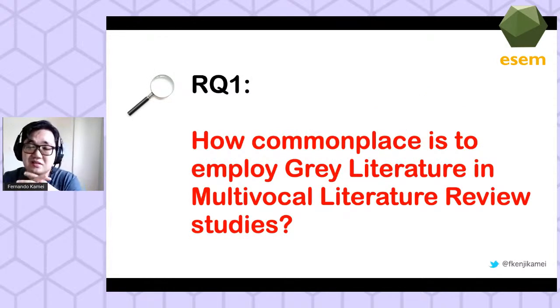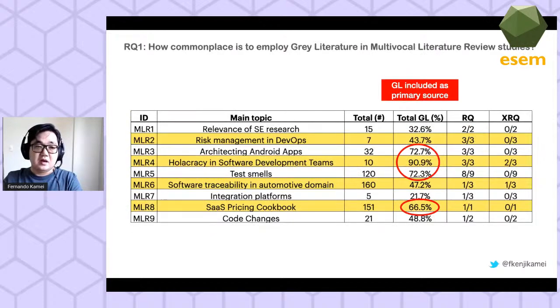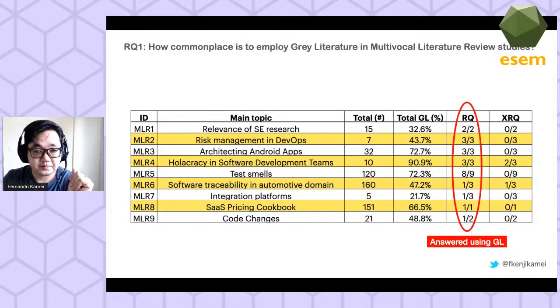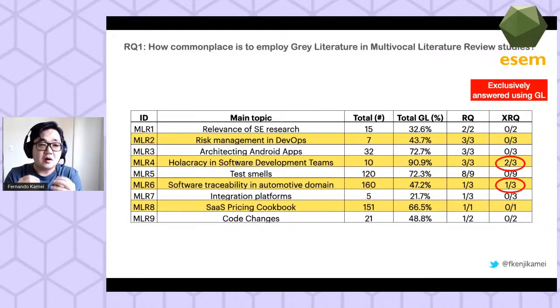For the first research question, we intended to investigate how commonplace it is to employ gray literature in multivocal studies. We selected 9 studies. Here we have these 9 studies with the total of the gray literature included as a primary source. We identified that in some studies, gray literature sources represent more than half of the primary sources included. We also identified that most of the research questions investigated in those studies were answered using gray literature together with traditional literature. But what really called our attention was the research questions that were answered using exclusively gray literature sources.